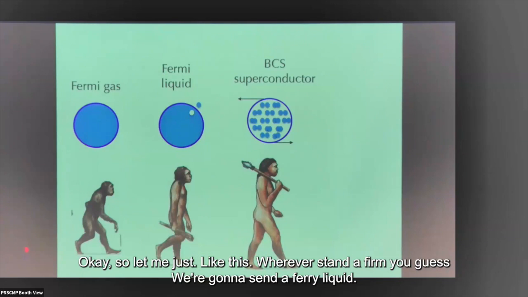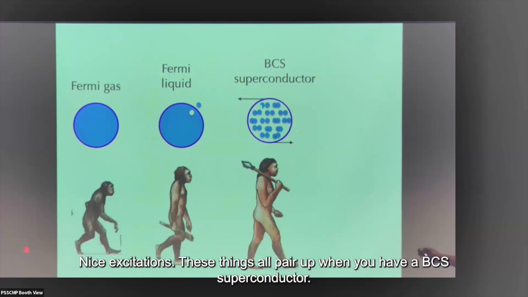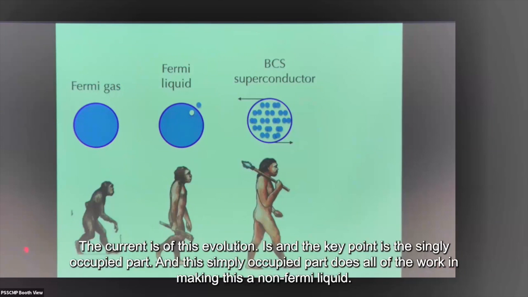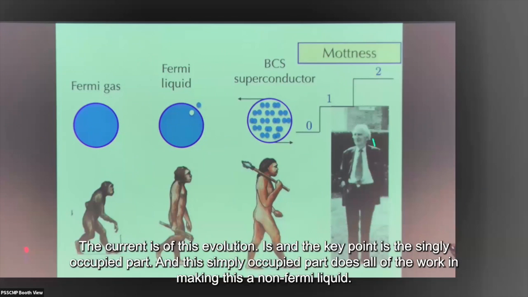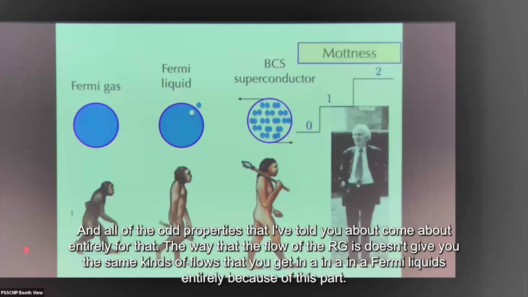Okay. So let me just end with this. We understand the Fermi gas. We understand the Fermi liquid. Nice excitations. These things all pair up and you get a BCS superconductor. The terminus of this evolution is Sir Neville Mott. And the key point is the singly occupied part. The singly occupied part does all of the work in making this a non-Fermi liquid. And all of the odd properties that I've told you about come about entirely from that.